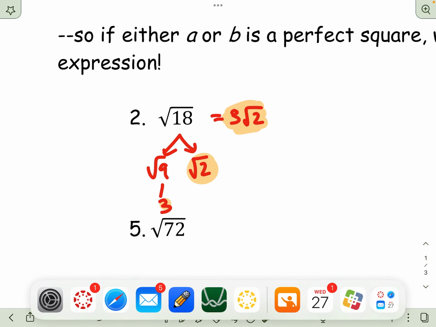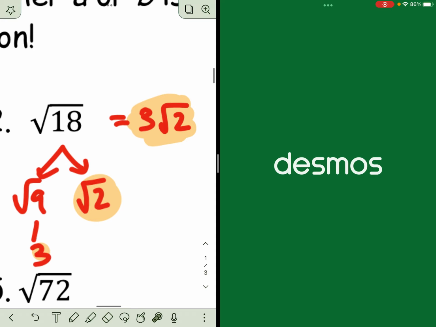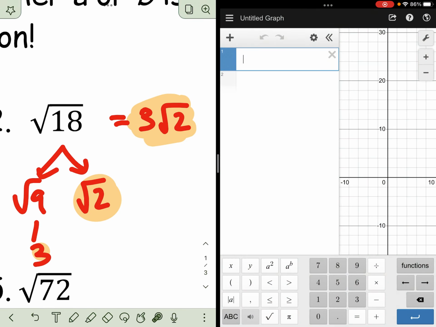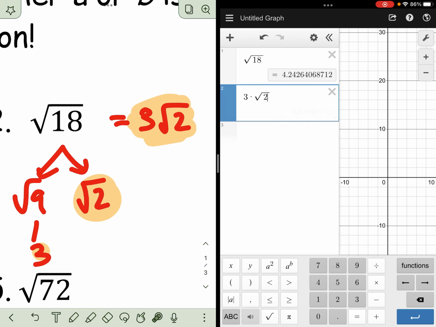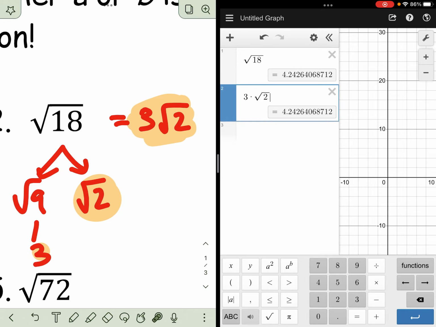And just to verify that you have the right answer, you could even put it into Desmos. So radical 18, 4.24264, etc. 3 times radical 2, and you can see the answers to both of those are exactly the same.